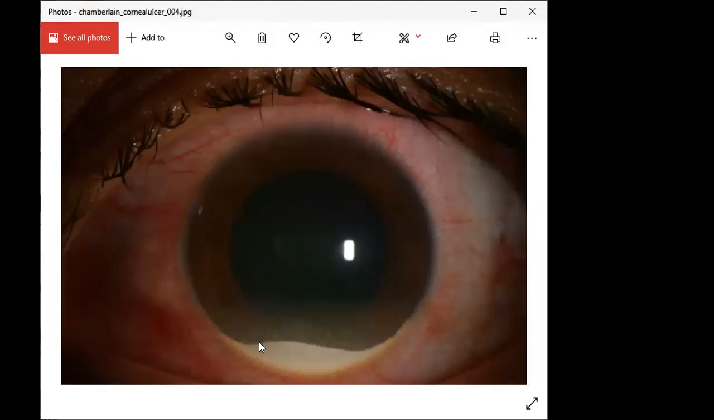So this is a stage. This is called the hypopyon. This is an important term you need to learn in the case of corneal ulcer or corneal infection. So this entire lower part is filled with nothing but pus cells. See here.